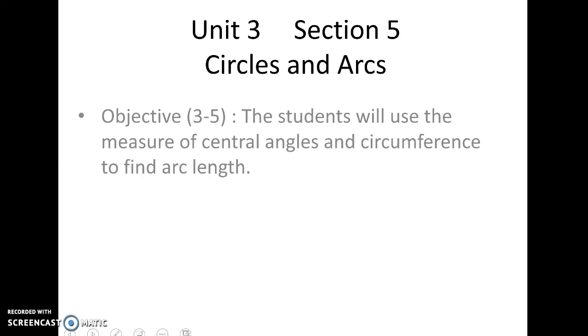Okay, so in this lesson, you will learn how to find the measure of a central angle, the circumference of a circle, and how to find the arc length of a circle.